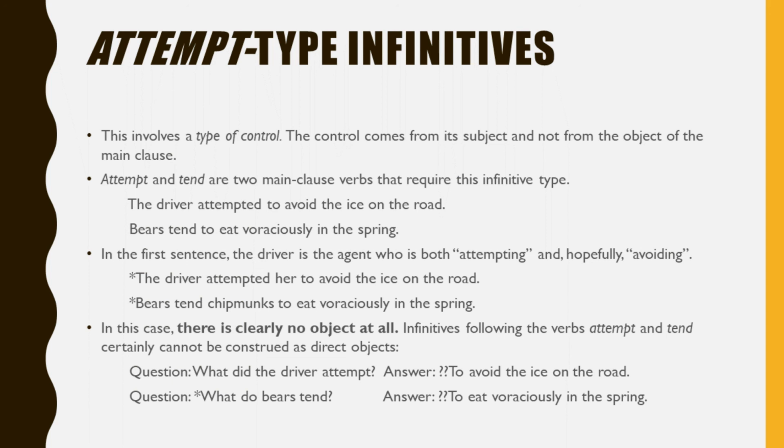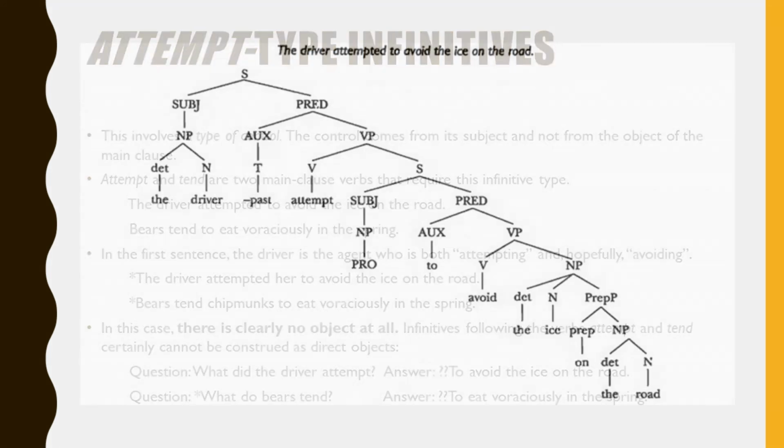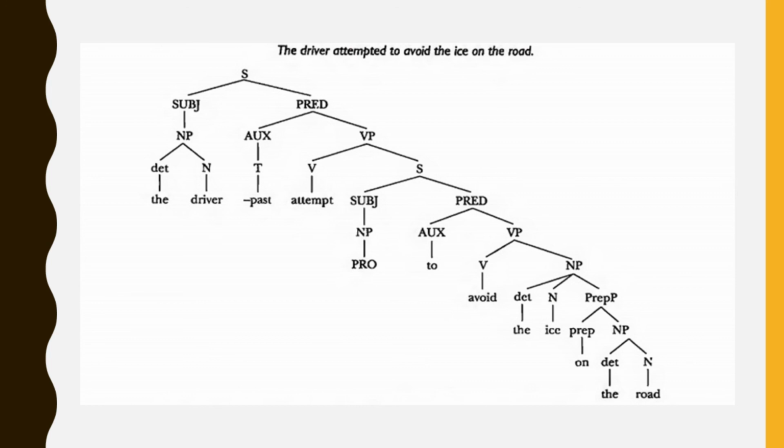In this case, there is clearly no object at all, because they cannot be construed as direct objects. Following the pattern of the object control infinitive type, we could say that in these cases, the main clause subject controls the identity of the missing infinitival subject, which we will again call pro.